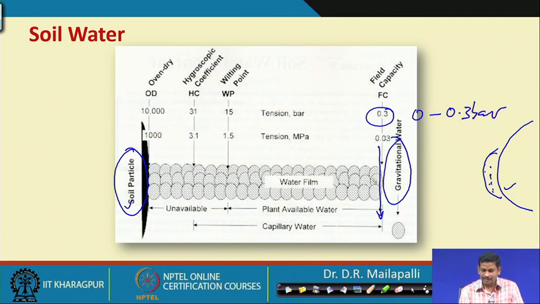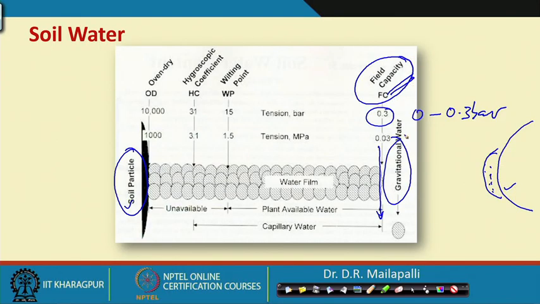Then exactly at 0.3 bar, the water which is held with a tension of 0.3 bar is called field capacity. This is very important as far as irrigation is concerned. This is the main criterion, the threshold for giving irrigation water.